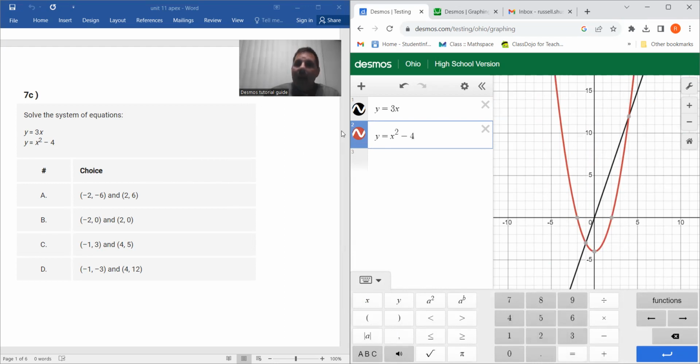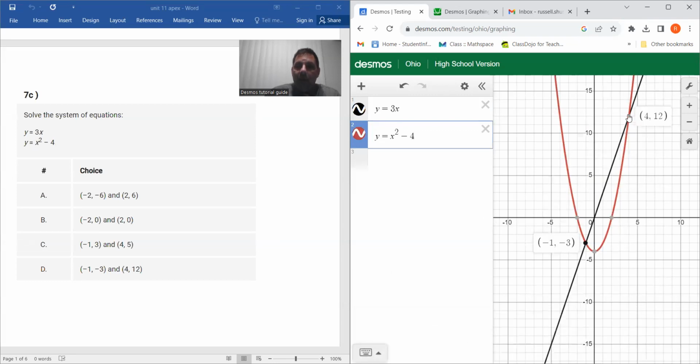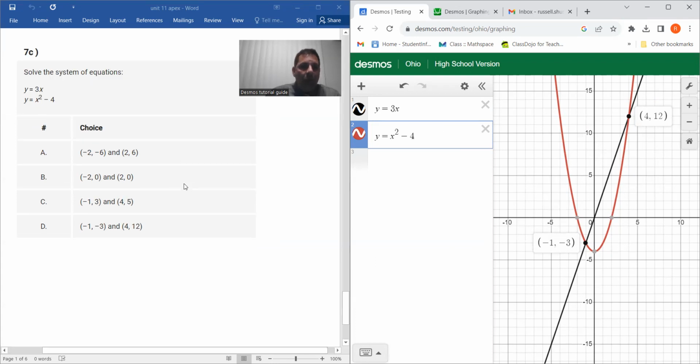But remember, anything on this black line makes this equation true. Anything on this red curve or parabola makes this true. But where are the locations that make both of them true? Again, they're going to be where those two things intersect each other, where the red and the black intersect at -3, -1, and 4, 12.